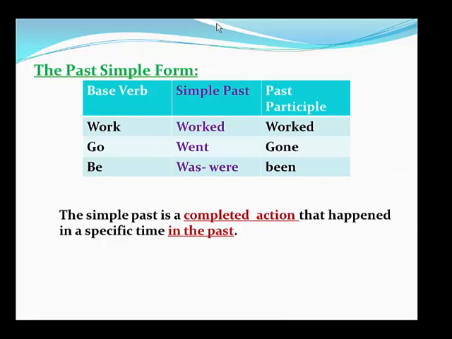So let's start. Here we have a table. We have base verb, then simple past and past participle. Let's see the first verb, work. The verb to work, يعمل. In the simple past becomes worked, and in the past participle, worked. So I just add ed at the end of the verb. This verb is easy. It's called the regular verb. A regular verb. What's the meaning of regular verb? It means it didn't change. I just add ed at the end.